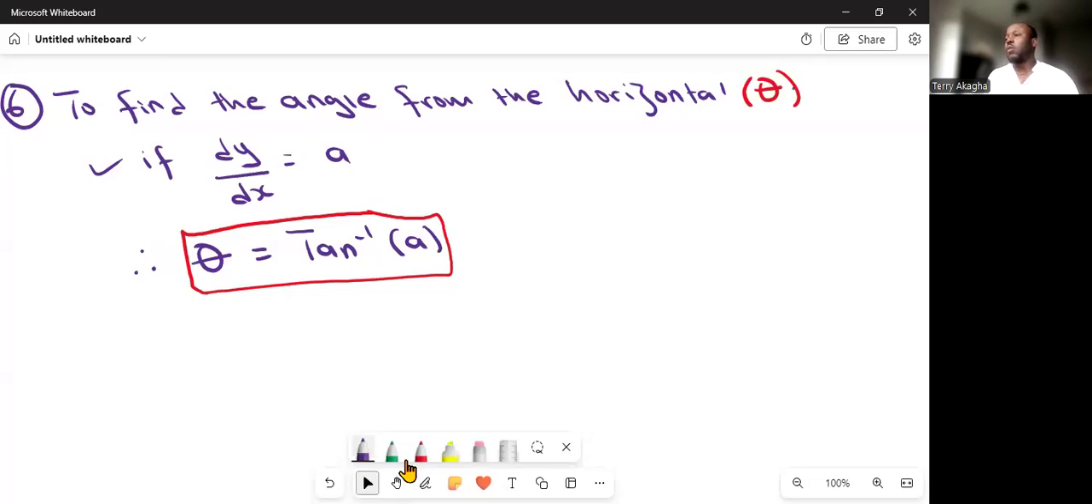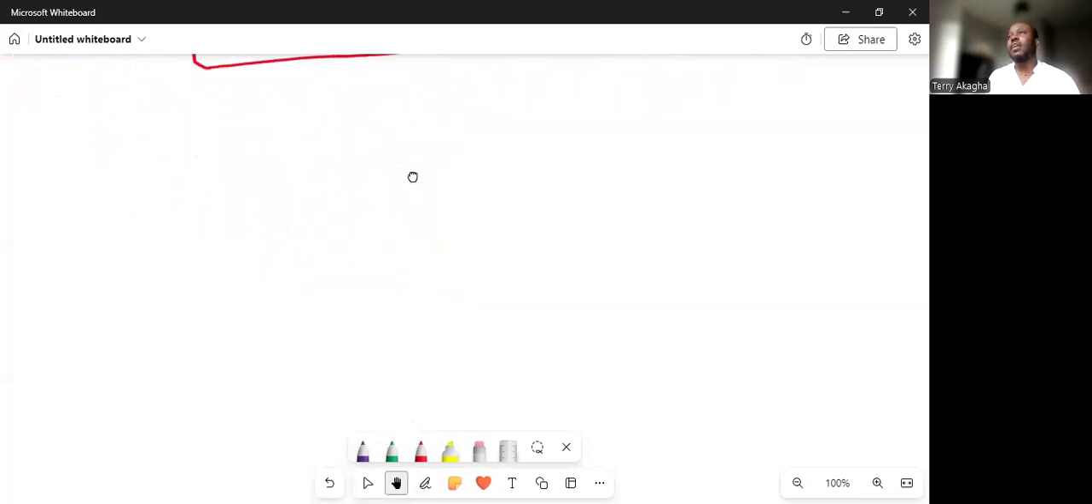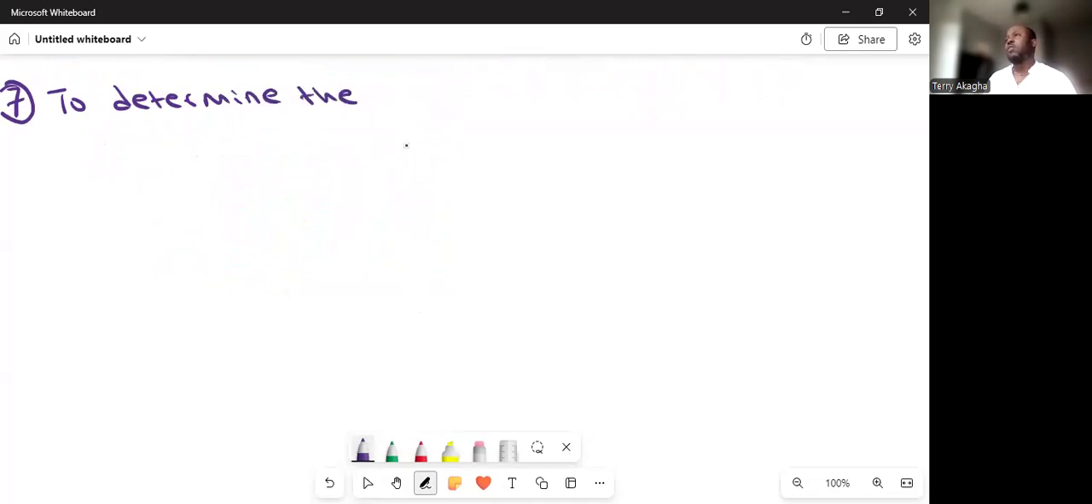All right, so let's go to number 7. Sometimes you could be asked to find the stationary point and the nature of stationary points. Those are other questions you could be asked. So some of the questions could be to determine the stationary point and the nature of stationary points.